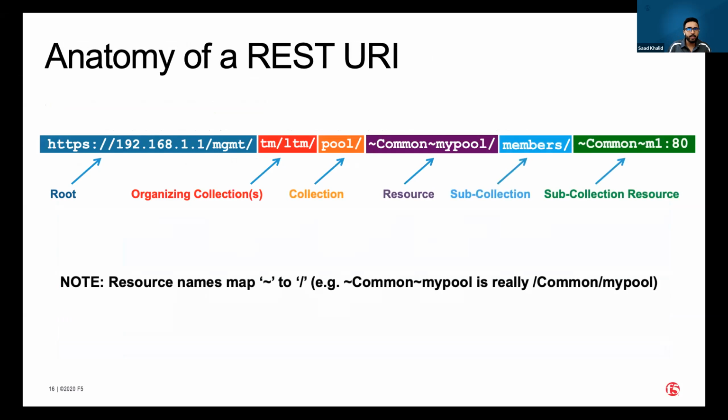When we're looking at the anatomy of a REST URI, you've got your root. In this case, it's the BIG-IP address as well as slash mgmt. And then you've got the organizing collection, which is tm/ltm. Then you've got a collection, which is your pool. And within that collection, you've got your resource, which is my pool, your actual pool. And then within that, you've got sub collections and sub collection resources. The resource is the actual pool itself.